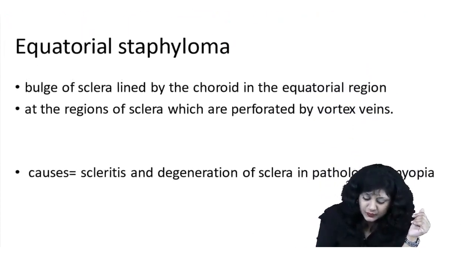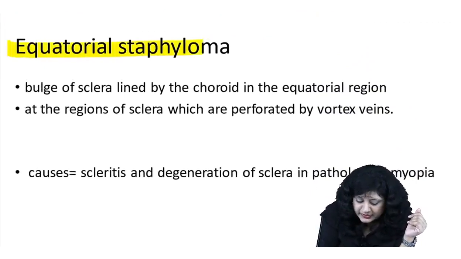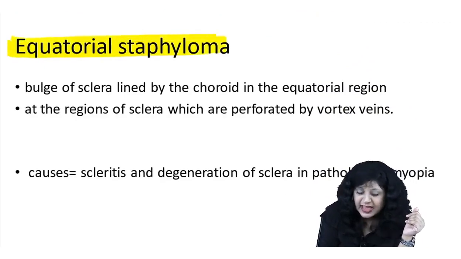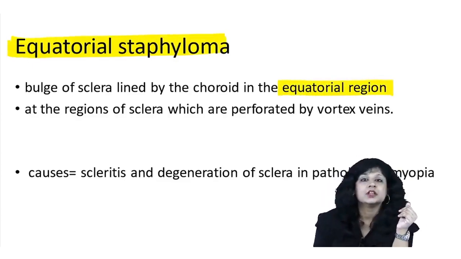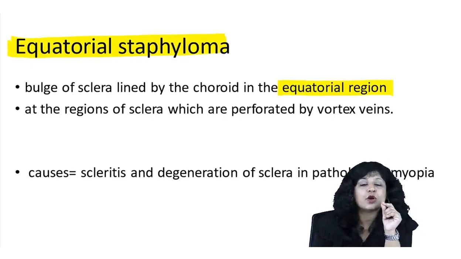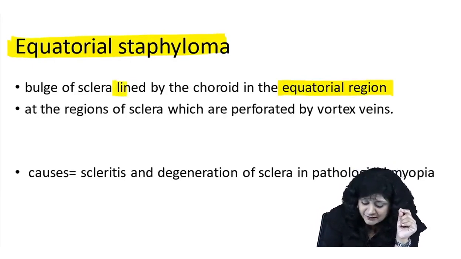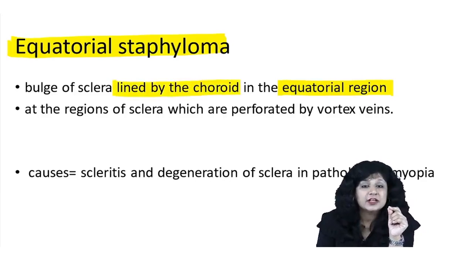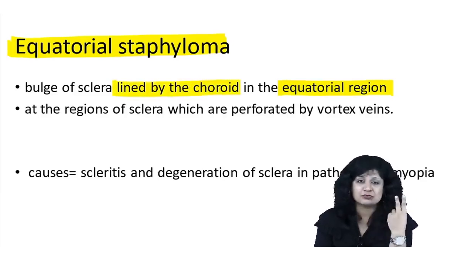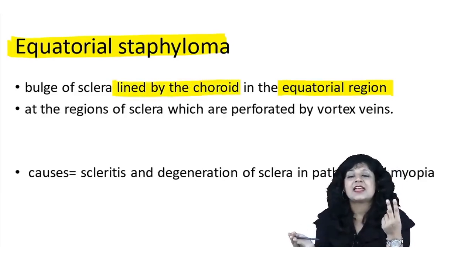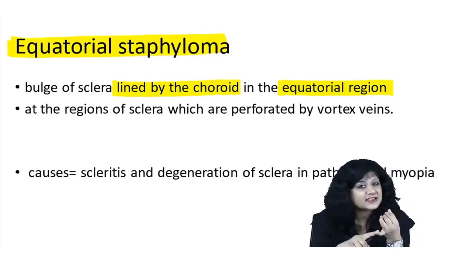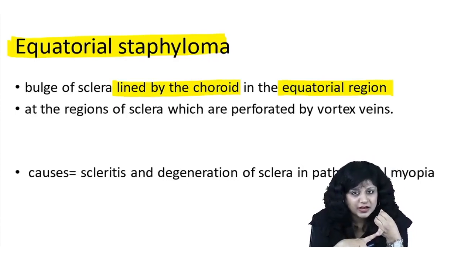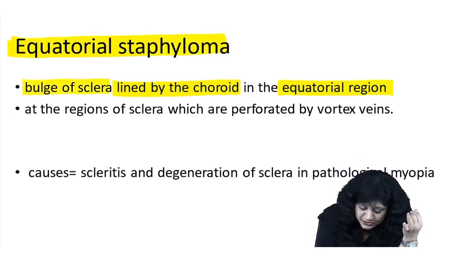Then next we come to the equatorial staphyloma. So here we are having the staphyloma in the equatorial region. In the equatorial region, we have the area which is lined by the choroid. So it is the bulge of the outer tunic; on the posterior side as well as the equatorial side, it will be the bulge of the sclera. Only on the anterior side will I have the bulge of the cornea. So I have the bulge of the sclera.